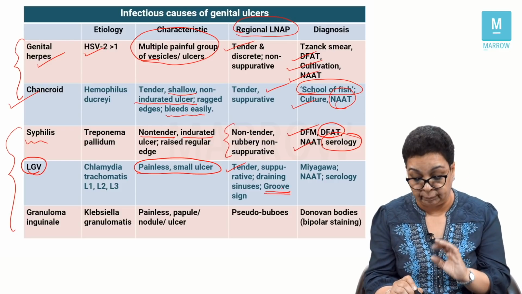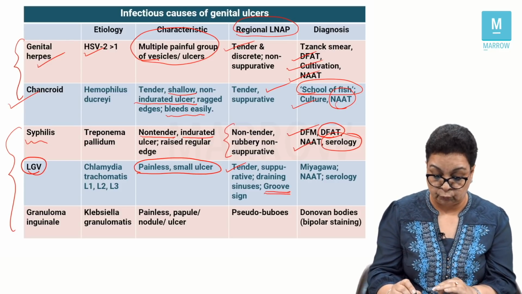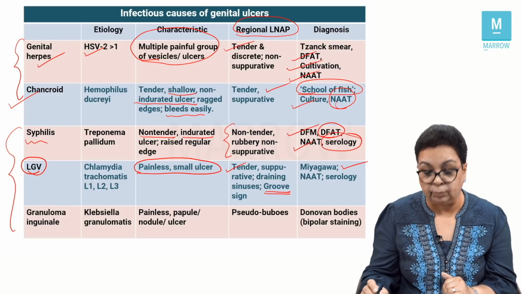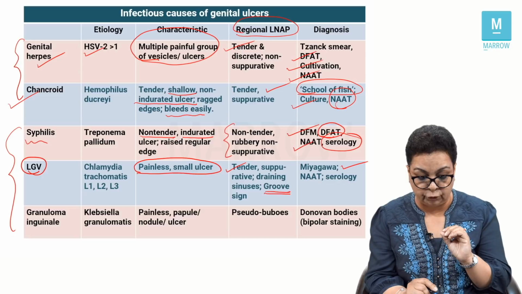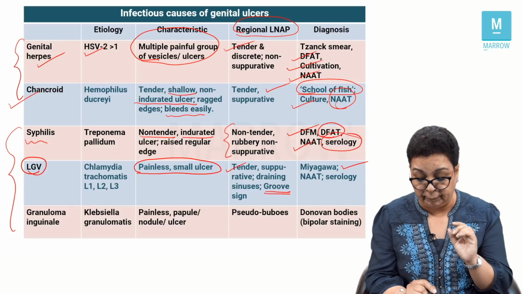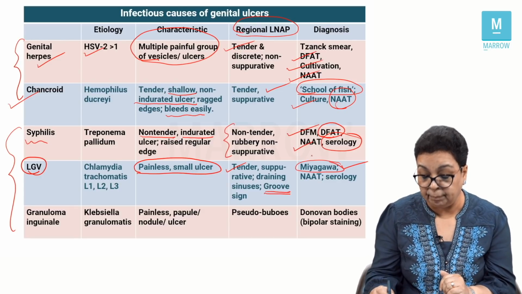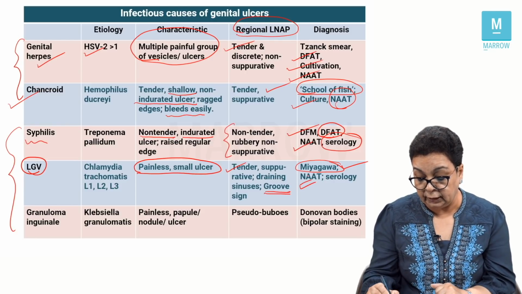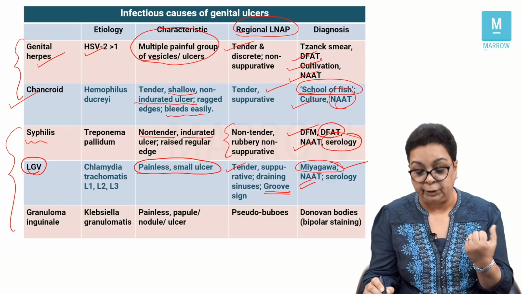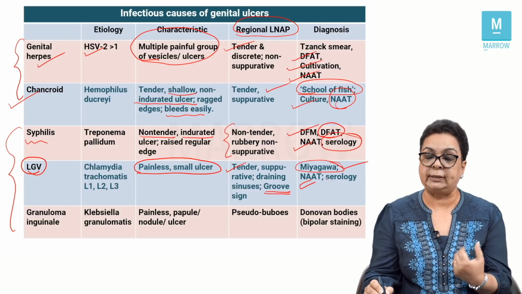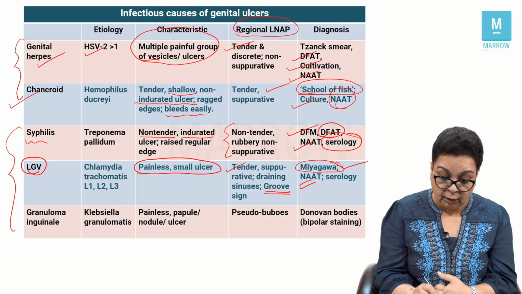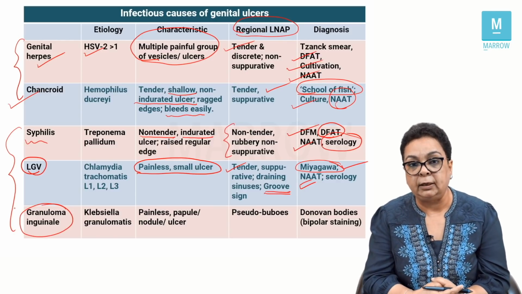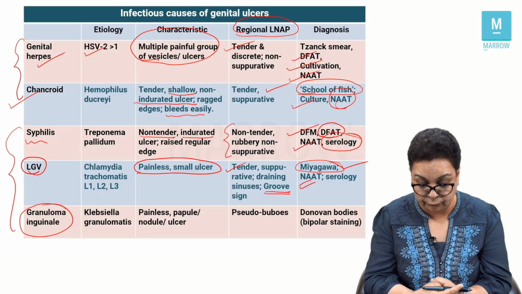groove sign of Greenblatt. I will show you the picture soon. So groove sign is seen in LGV. Diagnosis on microscopy, the elementary bodies of the Chlamydia trachomatis are called Miyagawa granulocorpuscles. Then the most sensitive would be the NAATs, and lastly we can do a serological diagnosis. Lastly, we come to granuloma inguinale caused by Klebsiella granulomatis, a gram-negative rod.